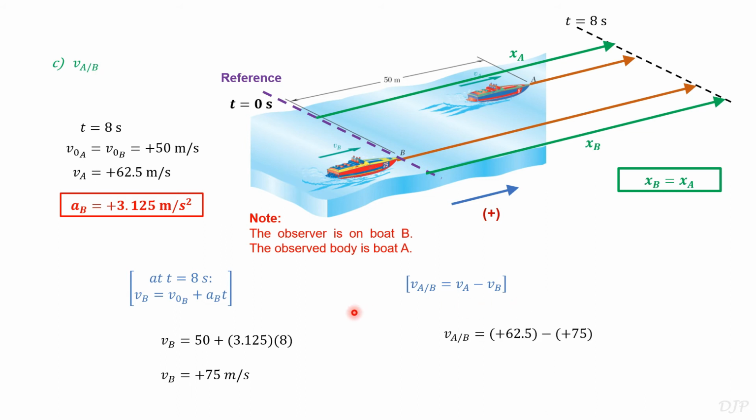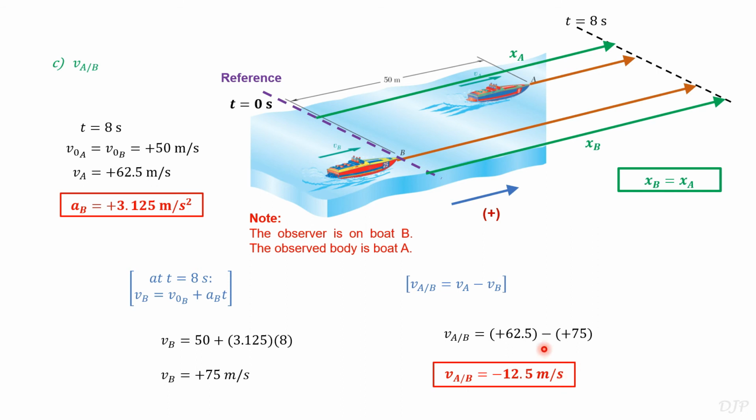So by substituting the value of these two absolute velocities, v sub a and v sub b, we need to consider also the sign. So for example, if one of them is negative, we must substitute, for example, v sub a is equal to negative 62.5. We must also include that negative sign in this equation. So for this problem, our relative velocity is equal to negative 12.5 meters per second.